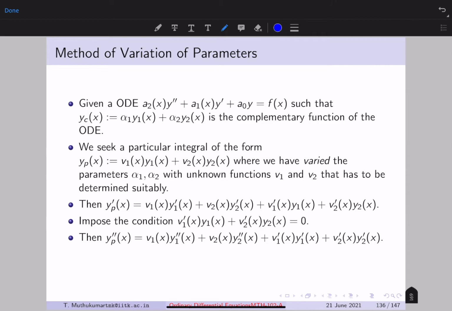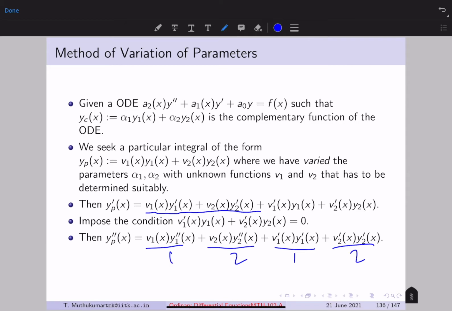So yp double prime is equal to v1(x) y1 double prime(x) plus v2(x) y2 double prime(x) plus v1 prime y1 prime plus v2 prime y2 prime. So this is just the derivative of this term here by the product rule, right? v1 y1 double prime and y1 prime v1 prime and so on. So this term is coming from the first term and this is coming from the second term, y2 prime.